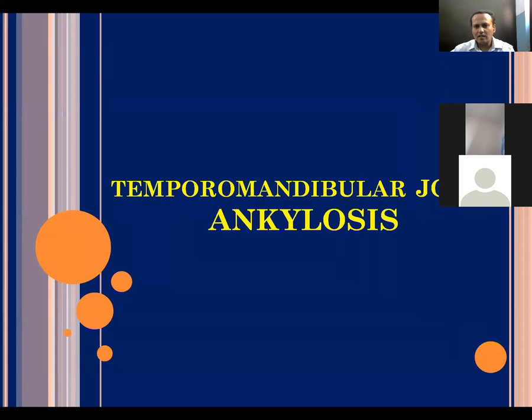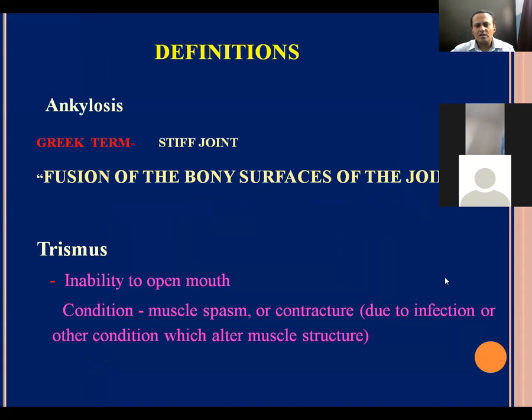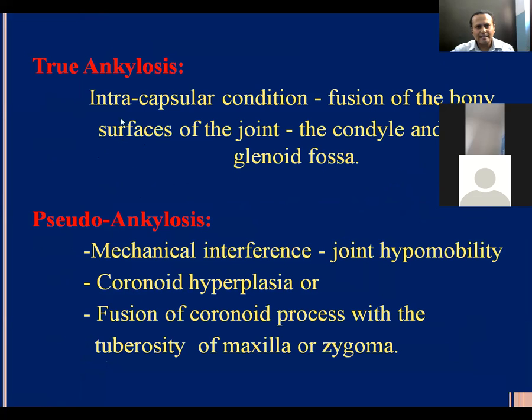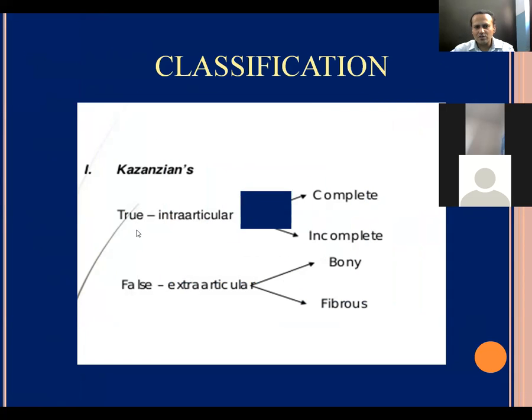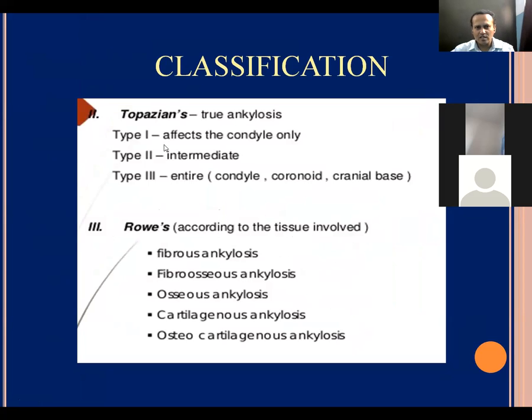Once again, I will explain the ankylosis. It is fusion of the bony surfaces of a joint, true and false ankylosis. True are intra-articular, false are extra-articular. Intra-articular can be complete or incomplete. Extra-articular could be bony or fibrous.